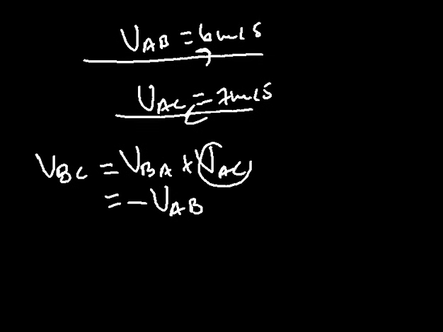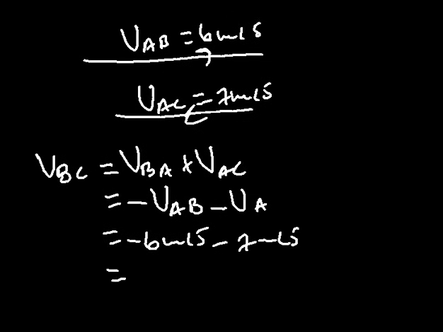And we have VAC. Do we have VAC? Yes, but it is going towards the left, so we'll have negative VAC. Now for this case, we'll have negative 6 meters per second minus 7 meters per second, which is negative 13 meters per second. So that is the velocity of B relative to C.